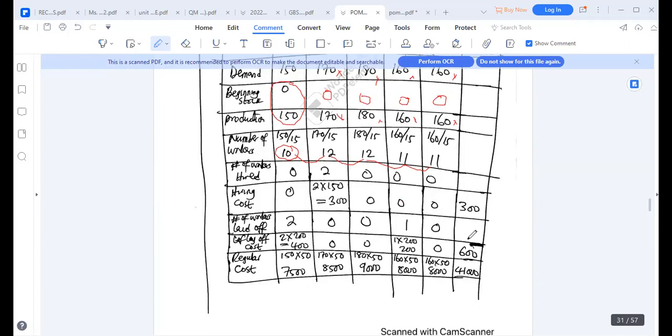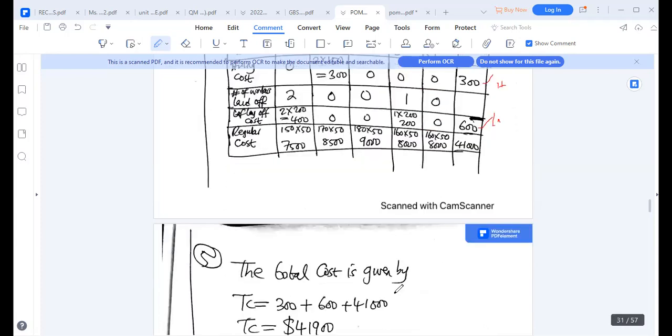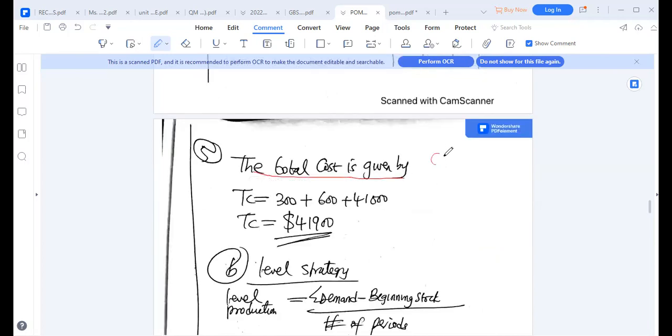We are getting that. So the total cost comes to this amount. This is for hiring, this is for layoff, and this other one is for regular cost. So the aggregate of this is giving us 41,900. This is the total cost of the chase strategy. So quickly, we can now get to the level strategy.